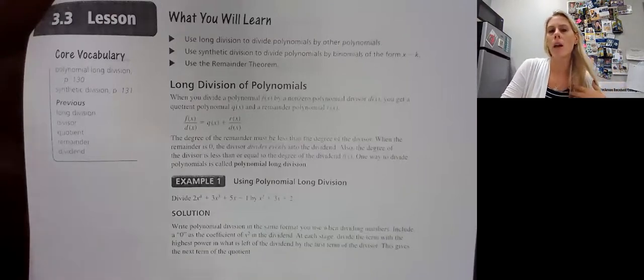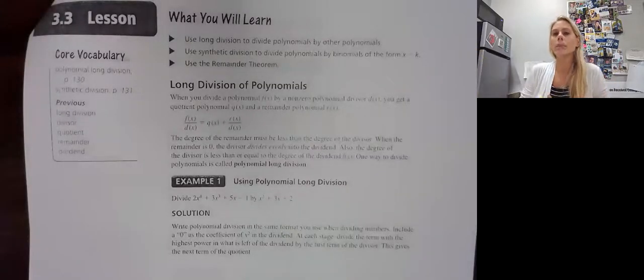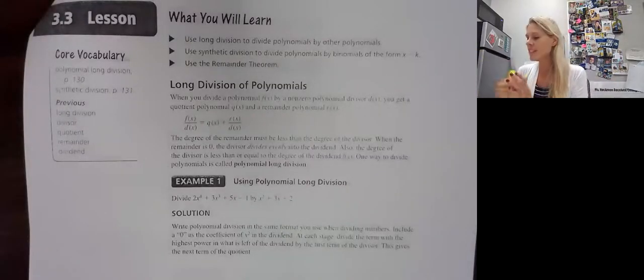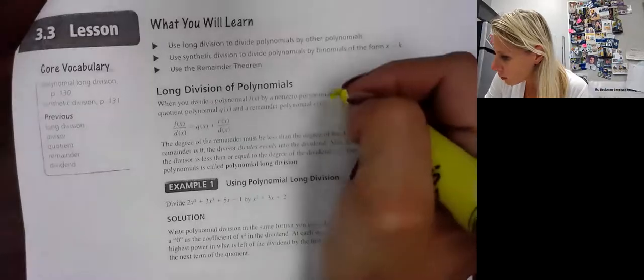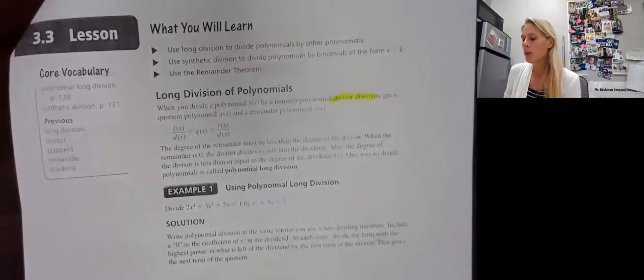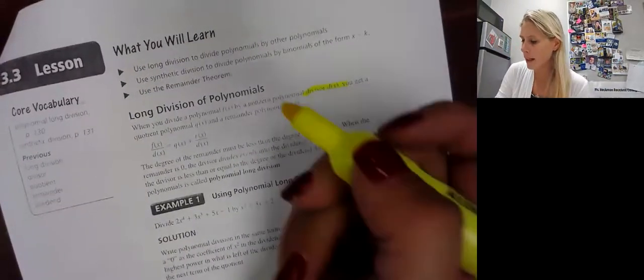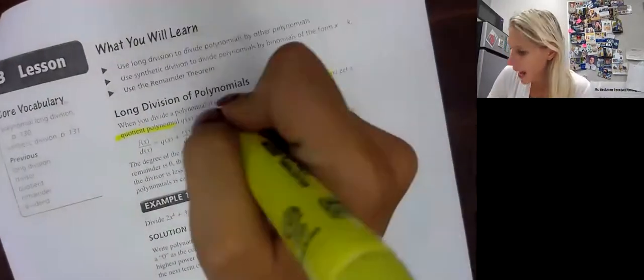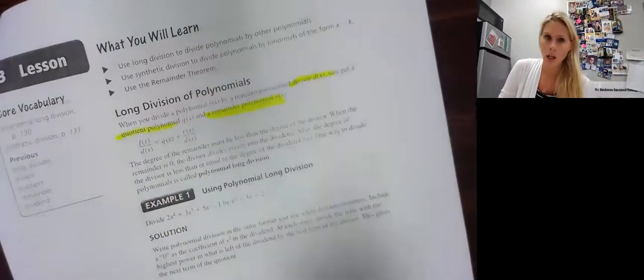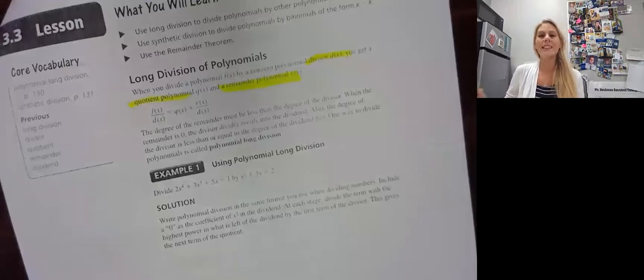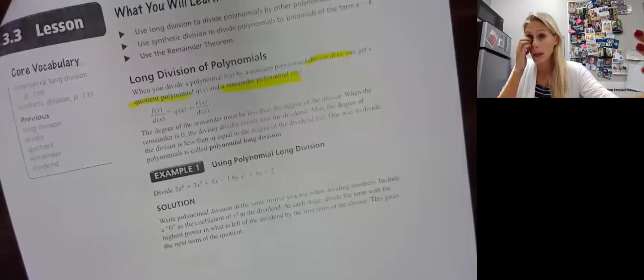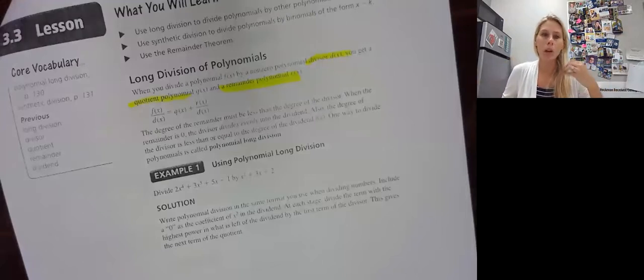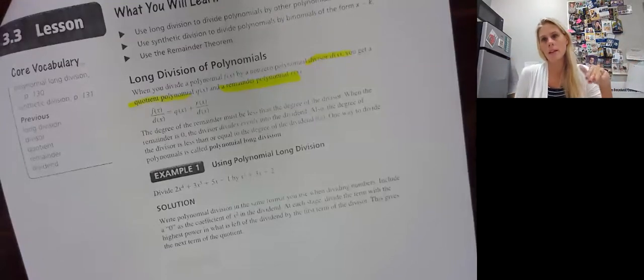When we divide a polynomial f of x by a non-zero polynomial, the divisor, which is what we're dividing by, you get a quotient. A quotient is that q of x. And then with that quotient, we get the remainder. Now if it is a factor of that polynomial, that remainder would be 0. And we'll come into more of a flow with that later.